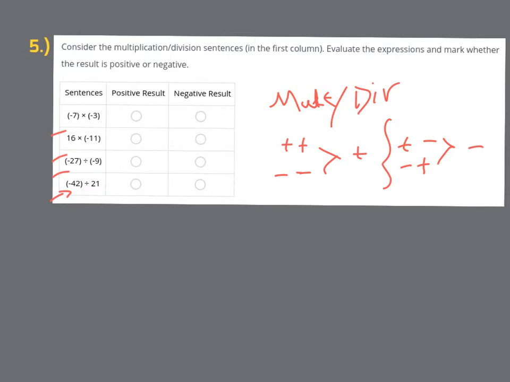So negative 7 times negative 3, a negative and a negative is a positive. So positive. Positive 16 times negative 11, positive and negative, that's negative. Negative 27 divided by negative 9, both negative, therefore that's positive. And negative 42 divided by 21, those signs are different, so therefore it's negative.